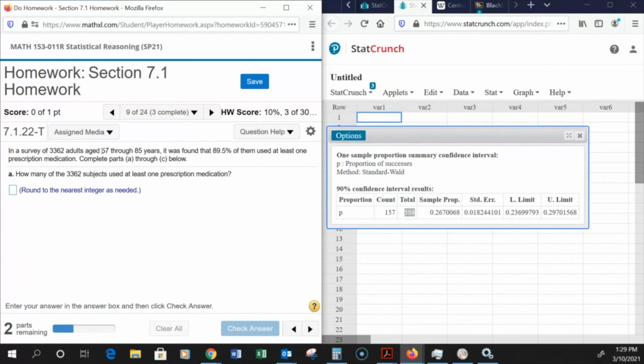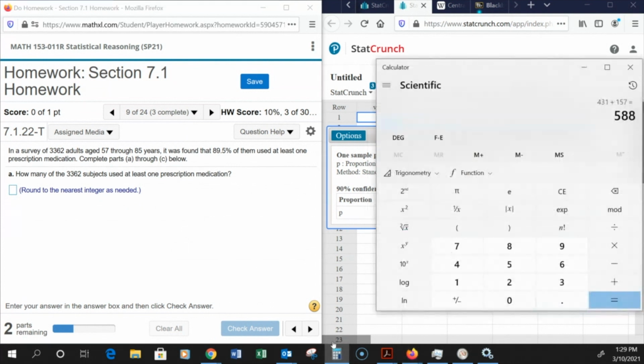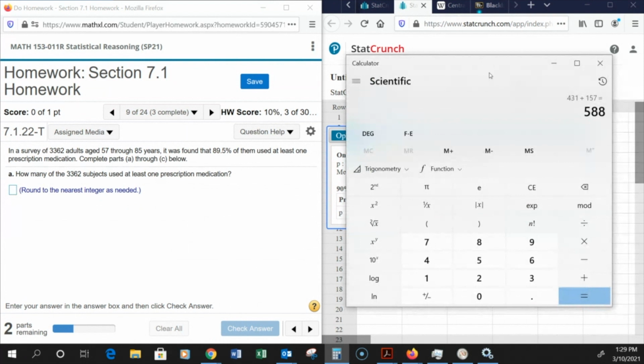So this is a study of older adults, 57 through 85, and almost all of them, look at this, almost 90% are on some prescription medication. So they want to know how many that is. Oh, you didn't tell me how many it is. So again, we have to use our calculator. We know the sample size N is 3362, and we know that 89.5% of them do use a medicine. And so you just multiply those together, right?